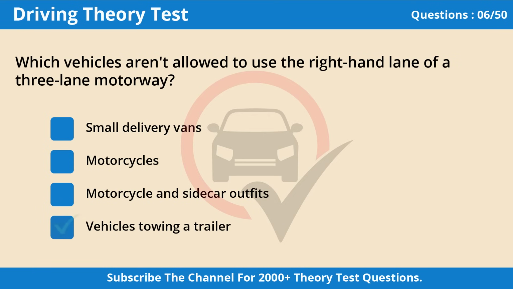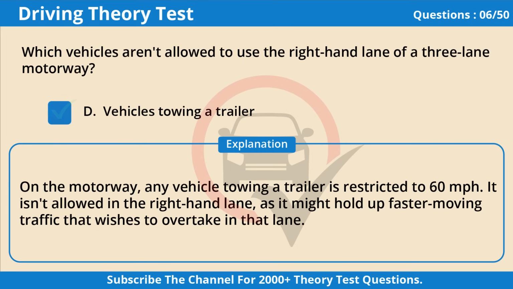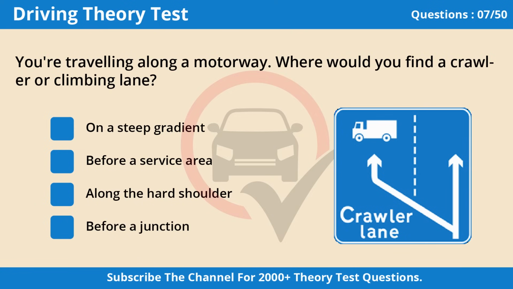D. Vehicles towing a trailer. On the motorway, any vehicle towing a trailer is restricted to 60 miles per hour. It isn't allowed in the right-hand lane, as it might hold up faster-moving traffic that wishes to overtake in that lane. Question 7. You're traveling along a motorway.